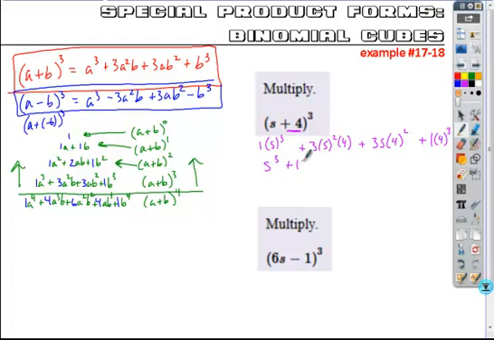4 times 3 is 12. That's an s squared. 4 squared is 16 times 3 is 48 s. And then 4 cubed is 64. And so that gives me my expanded form.